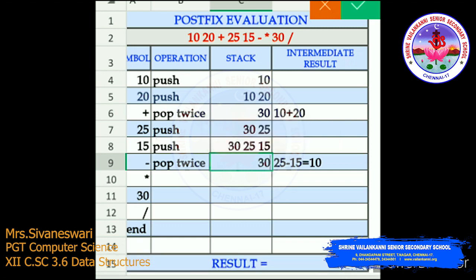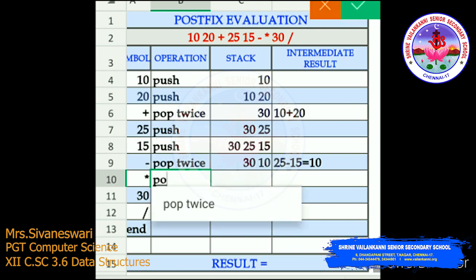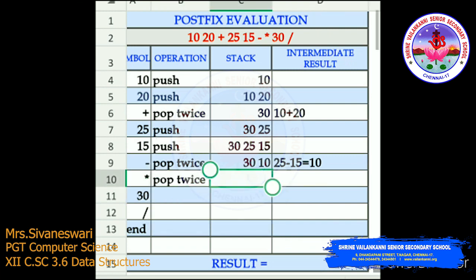Beside the 30, 10 is pushed, and then comes one more operator, which is a star. So we pop twice. So both 30 and 10 are popped out. So 30 star 10, which is equal to 300. Okay, so this 300 is pushed into the stack.